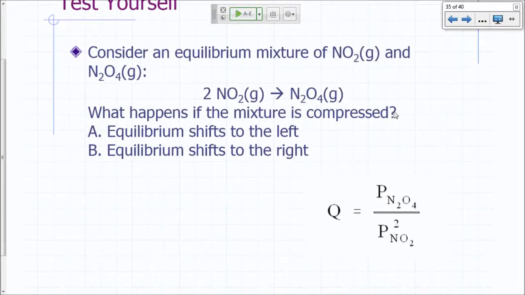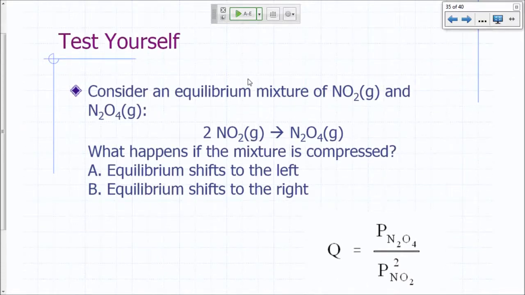Here's another example. Let's say you have an equilibrium mixture of NO2 and N2O4. What happens if the mixture is compressed? Equilibrium shifts to the left or equilibrium shifts to the right. Ready? We're going to assume it's constant temperature. Unless otherwise specified, we're going to assume all of these stresses involve constant temperature, okay?